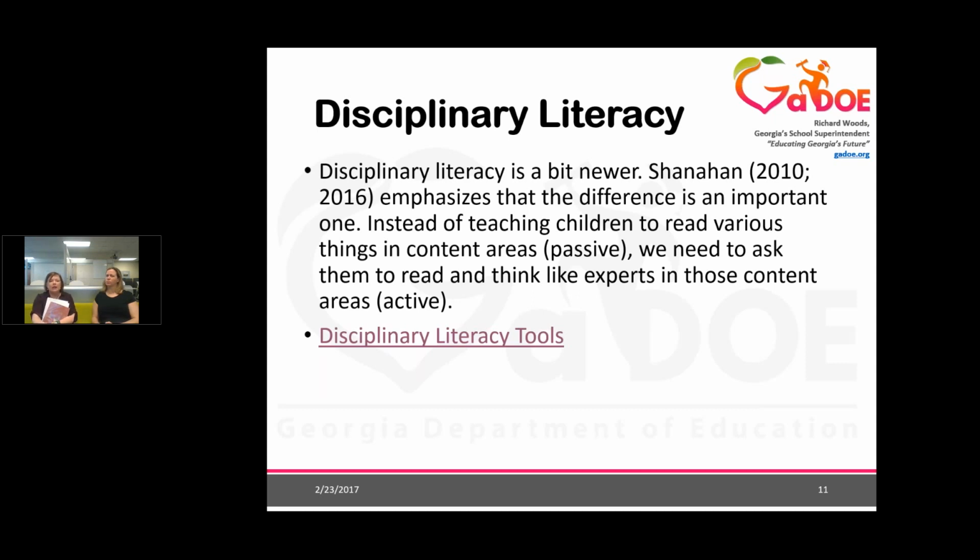The other thing is that instead of teaching kids to read various things in content areas, which Shanahan says is a passive task, we need to ask them to read and think like experts in those content areas. So last time we had a conversation in here, an idea that I loved was to have students literally put on different hats. So today I'm wearing the hat of an engineer and I'm going to do X, Y, and Z. And I think that that's a way that we can wrap our heads around the difference.